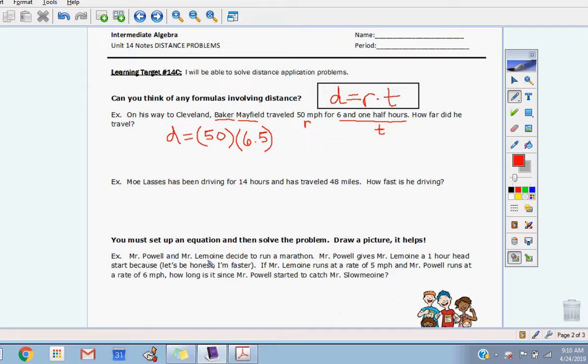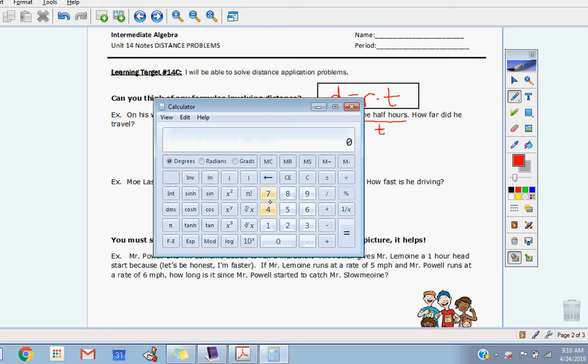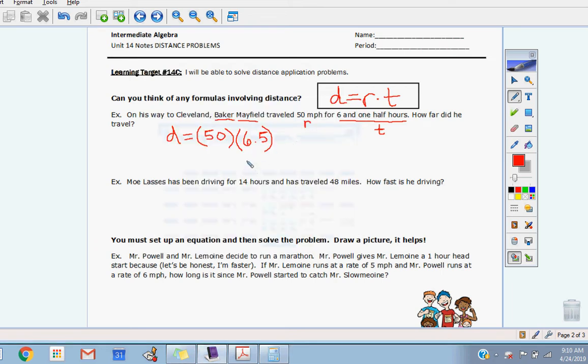That's where you get your calculator out, and you type in 50, and you just multiply by 6.5, and then you got yourself 325. So 325, don't forget your units. Distance, miles per hour, is going to lead us into miles traveled by Baker Mayfield, even though he will take the Browns to the Super Bowl someday.